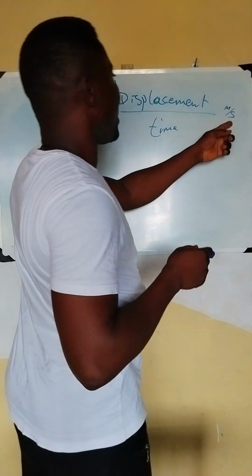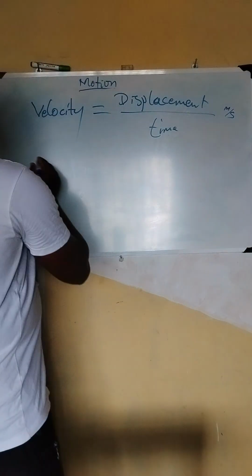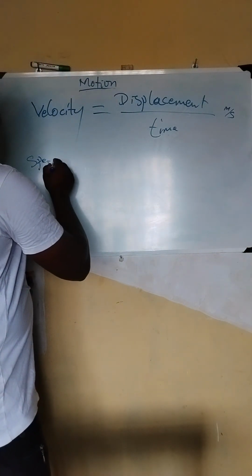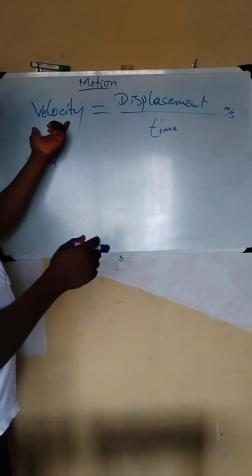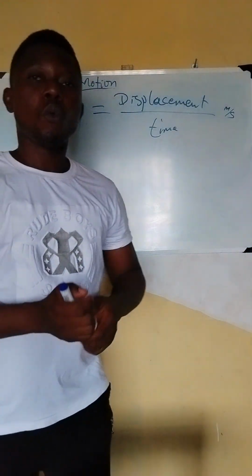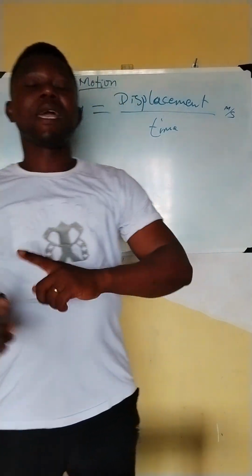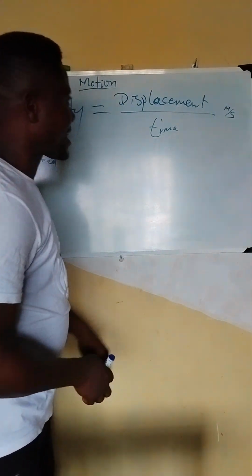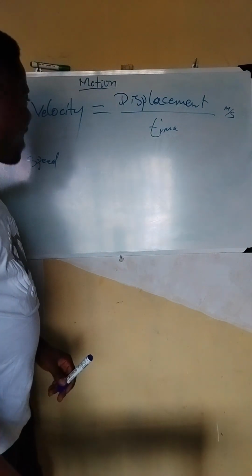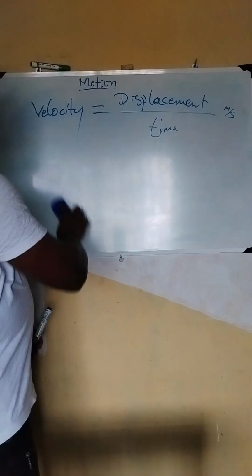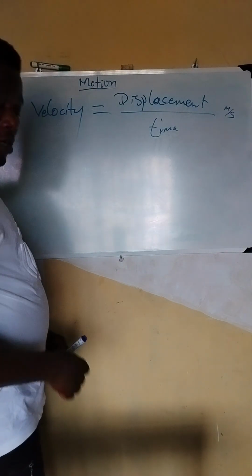Also meters per second. The difference between velocity and speed is that speed is a scalar quantity. It has only magnitude, but velocity is what? It's a vector quantity. Velocity has both magnitude and direction. And the unit is what? Meters per second. Remember that we have uniform velocity. We also have non-uniform velocity.